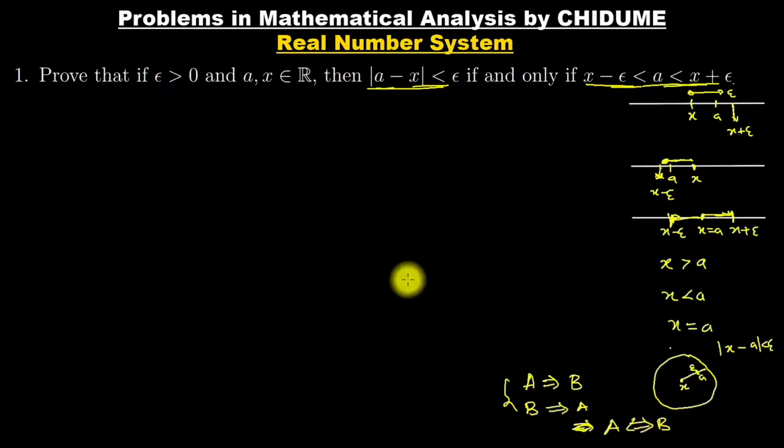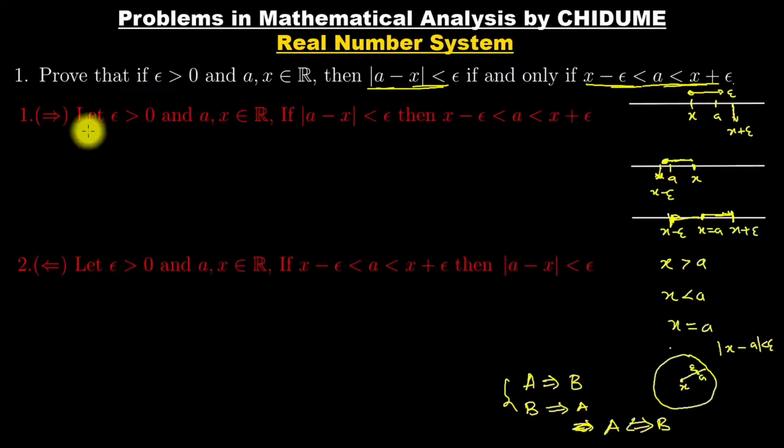So what I want to do in this video is prove that if I pick an epsilon greater than 0 and let's say a, x are in R, if the absolute value of a minus x is less than epsilon, then this is going to be true. Then conversely, if epsilon is greater than 0 and I pick two real numbers, if this is true, then the first statement is also true. So that's what I want to prove in this video. Anytime you have an if and only if statement, you want to prove the necessary condition, and at the same time you want to prove the sufficient condition.